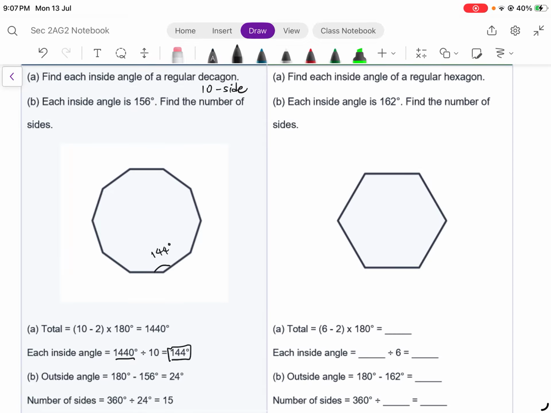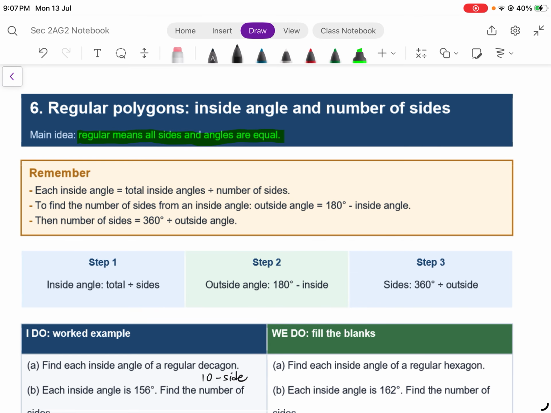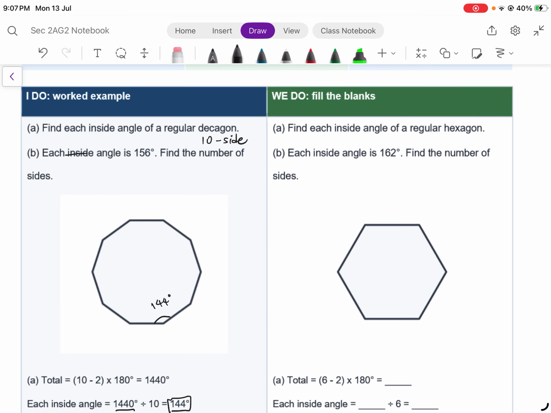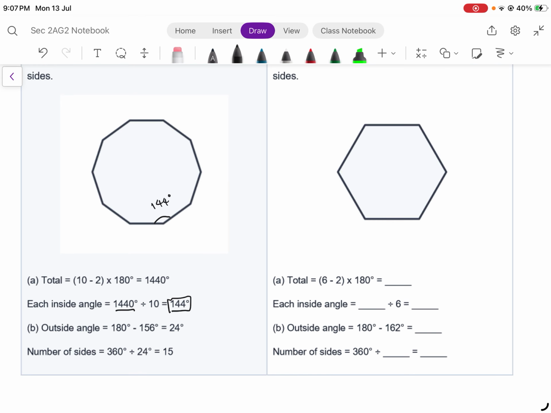Most of the time we don't use the terms inside angle and outside angle. Rather, it's supposed to be interior angle and exterior angle. Not sure why the AI changed it here. So this is my interior angle, and this is my exterior. I think we have to change a lot. So the exterior angle is 180 minus 144, which equals 36.